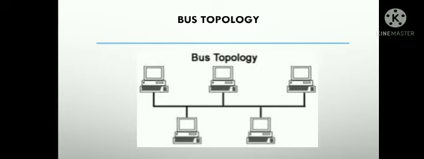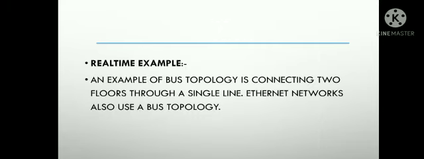Working: a bus topology connects computers along a single cable or more, connected linearly as in figure 1. A network that uses a bus topology is referred to as a bus network. Real-time example: an example of bus topology is connecting two flowers through a single line. Ethernet networks also use a bus topology. In a bus topology, one computer in the network works as a server and the other computers behave as clients.